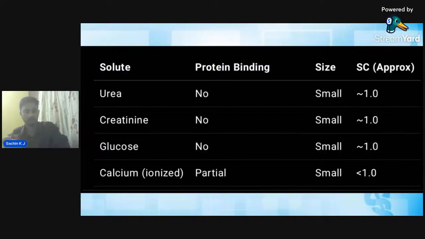Calcium: some amount of calcium binds with protein, so that is why it is only partially removed through ultrafiltration. It is a small-sized molecule, and the sieving coefficient of calcium is 0.5.